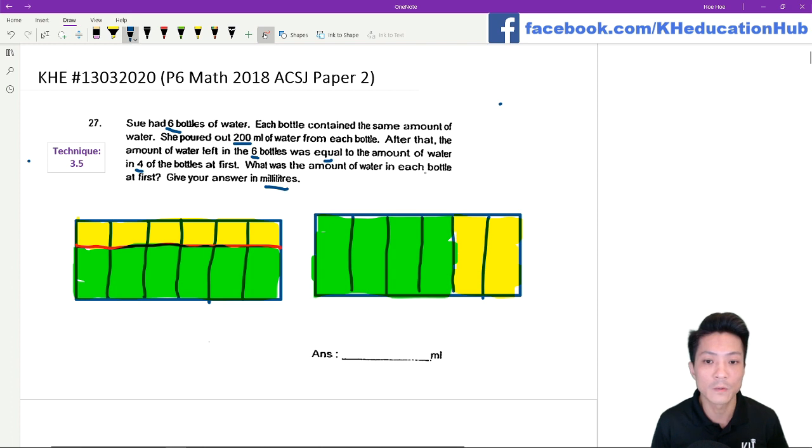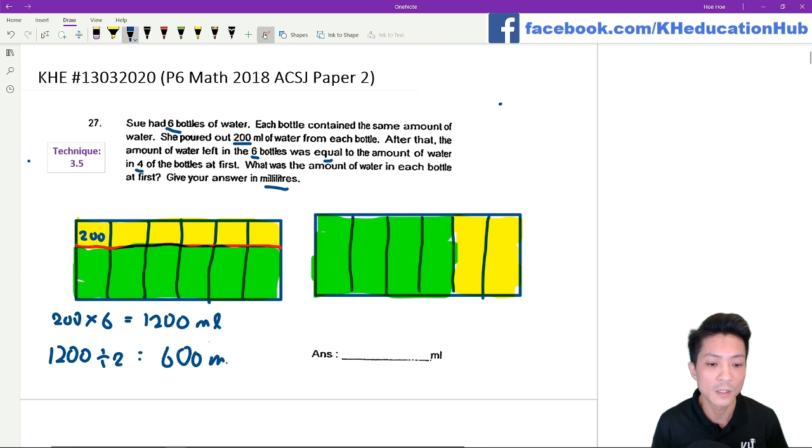Now, what was the amount of water in each bottle at first? So we need to find, if each one is 200 ml, first, you have to use 200 multiplied by 6, which will give you 1200 ml. And after which you got to use 1200 divided by 2, which will give you 600 ml. The answer is 600.